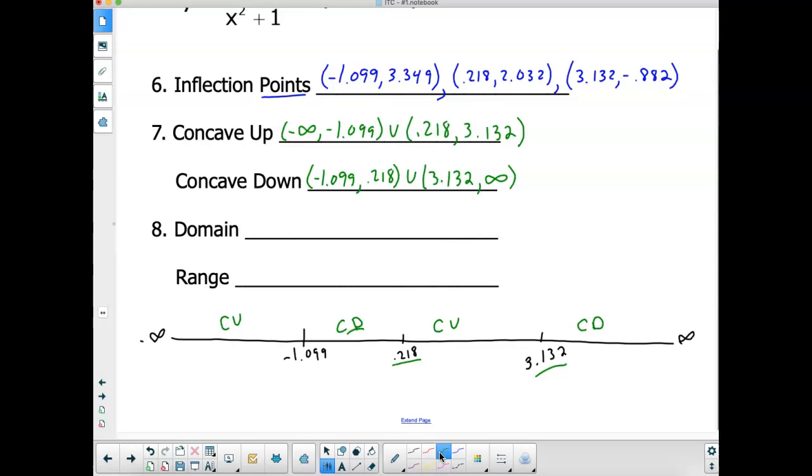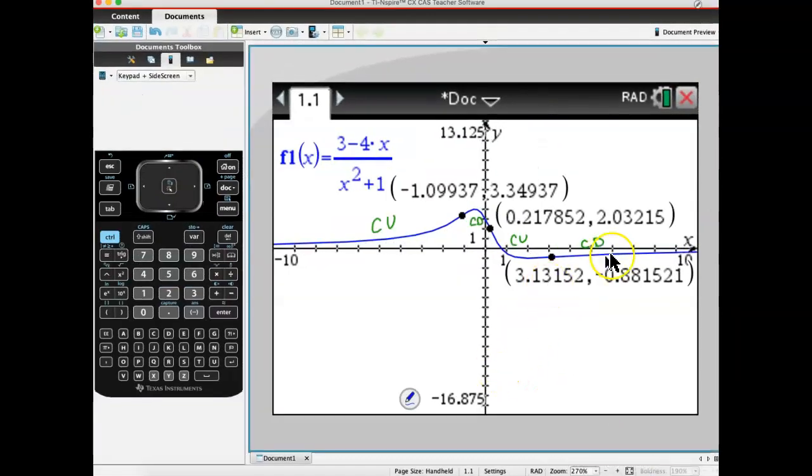Last thing we have is domain and range. Check it out. This blue line, no vertical asymptotes, goes on, looks nice and continuous, never stops. Domain is all real numbers. However, from my maximum to my minimum, the range goes from minimum to maximum. It only covers those y values in the middle, right?